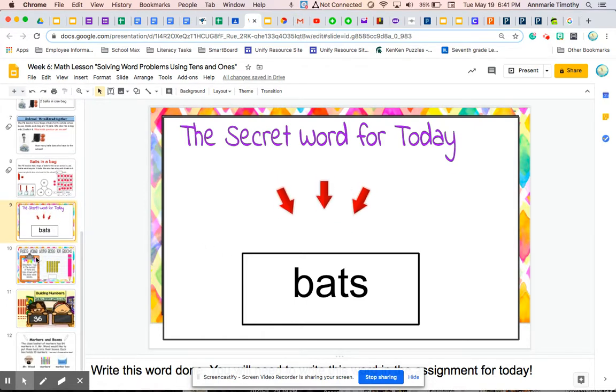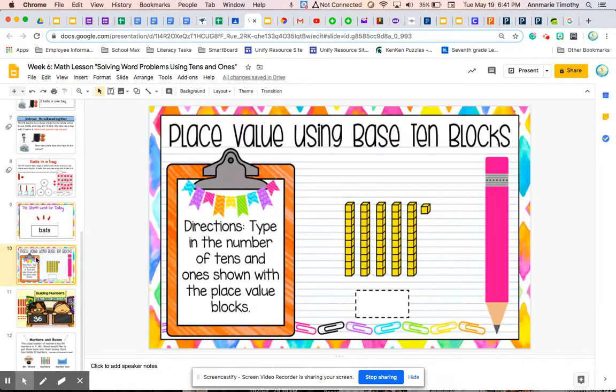Now, there are 3 different things that you are going to do today. The first activity, you are going to type the number of the tens and ones shown with the place value blocks. Now, how many tens do you see here? I see 1, 2, 3, 4, 5 tens, and how many ones? Yes, 1 one. And that number is 51.